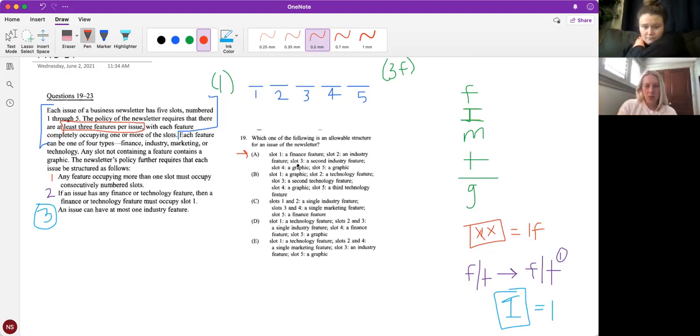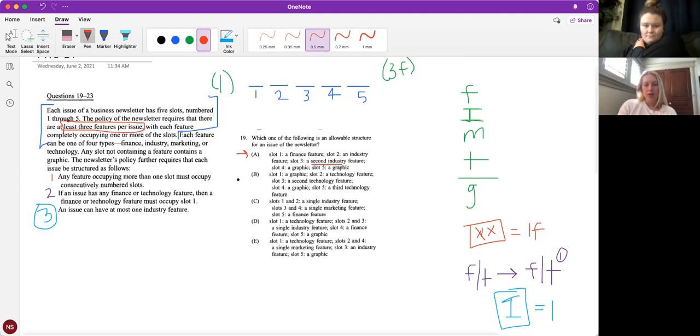Okay. One. That does not work, because you have one finance and then... But it tells us that it's a second industry feature. Oh. Well, it doesn't work for the other rule, but in terms of the rule we're working with, that's fine. Perfect. All right, B.